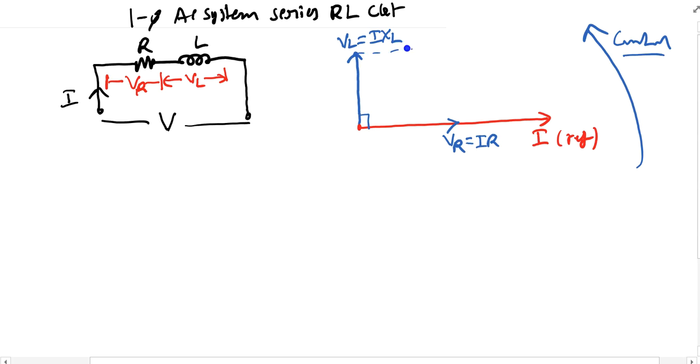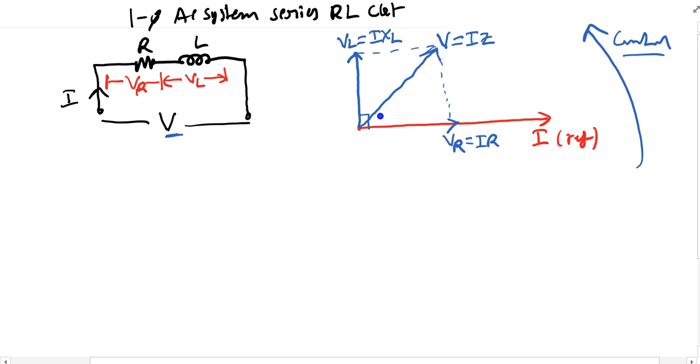Suppose you want to add these vector diagrams, the VR vector and the VL vector. This is going to give us the supply voltage V, which can also be written as I into Z, where Z is called the impedance. What is this impedance? We will see later. So V is equal to I into Z.